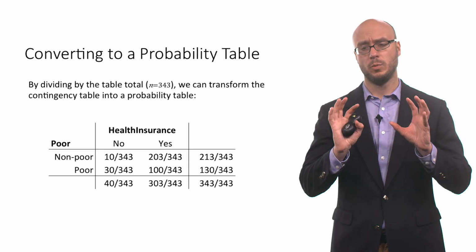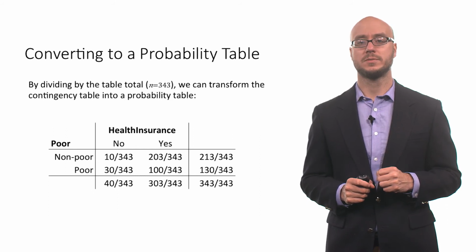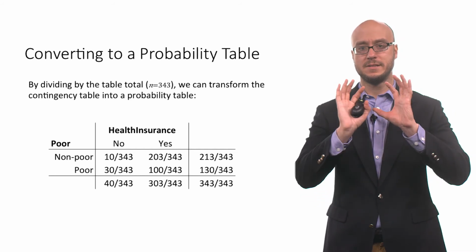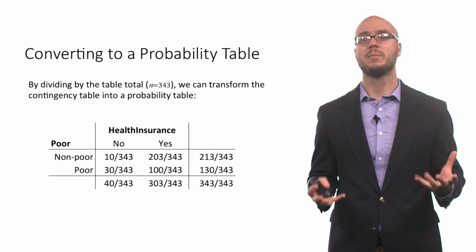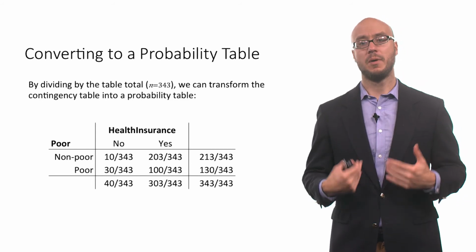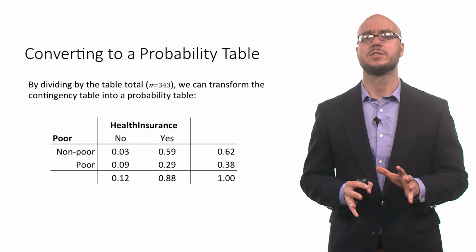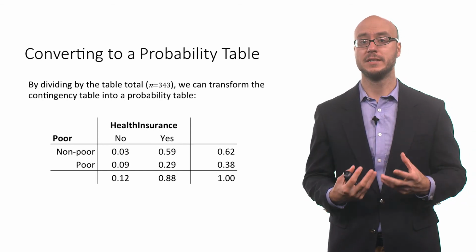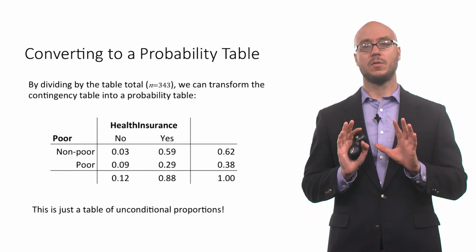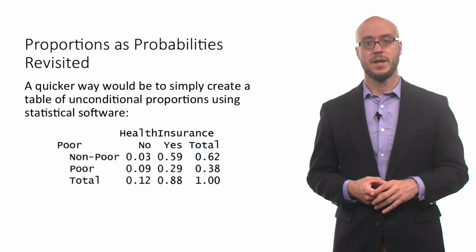Then the next step, when we've thought about these different categorical variables in terms of the sample space, is to create this table of probabilities. It's just a table of unconditional proportions. So you just divide each cell by 343, the total sample size, and we get this table of proportions, which we want to treat as probabilities, as empirically derived probabilities. Now, the one key point about this is that it's just a table of unconditional proportions.